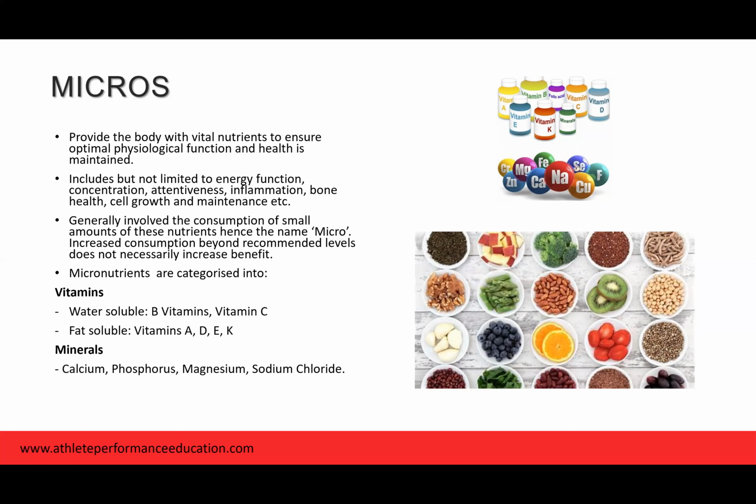We have two categories of micronutrients: our vitamins and our minerals. Our vitamins are broken down into two sections, our water-soluble and our fat-soluble. This means that our water-soluble vitamins are broken down through water, whereas our fat-soluble vitamins are broken down through fat metabolism. Then we have our minerals as well, which also work in the same sense as vitamins. It's a slightly different metabolic process.